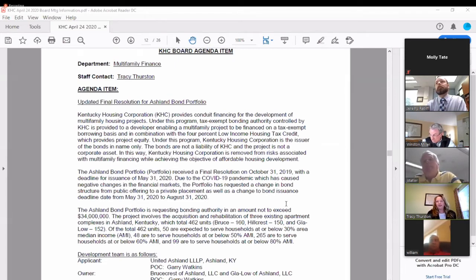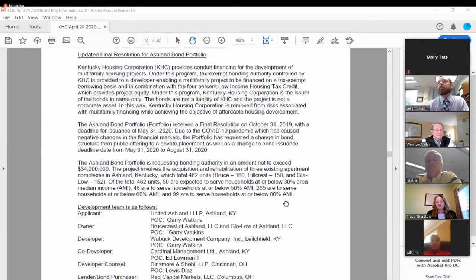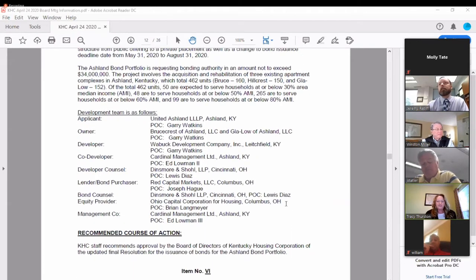Due to the COVID-19 pandemic, which has caused negative changes in the financial markets, the portfolio has requested a change in the bond structure from public offering to a private placement, as well as a change to the bond issuance deadline date from May 31st, 2020 to August 31st, 2020. So essentially this change was market driven. The portfolio is requesting bonding authority in an amount not to exceed $34 million. The project involves the acquisition and rehab of 3 existing apartment complexes in Ashland, Kentucky, with a total of 462 units. They will serve 30% AMI or below, 50% AMI or below, 60% and 80% or below AMI. You can see on the screen the development team involved in this project, and KHC staff recommends approval.